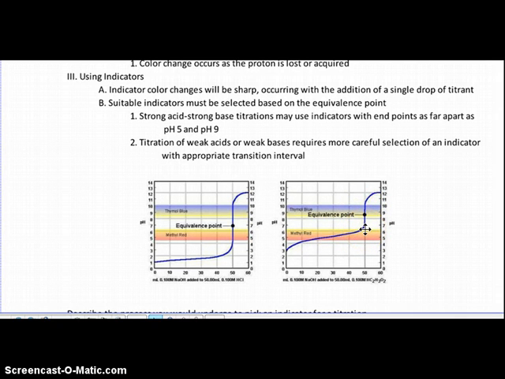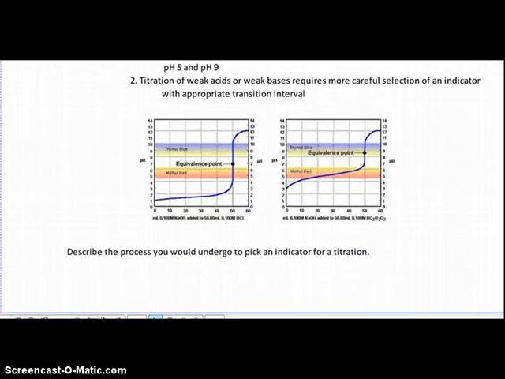So again, if you're going to use an indicator, you need to be very careful as to which ones you pick. But today, with the technological advances and your digital pH meters, this is fairly obsolete anymore. The real world industry does not use indicators. It does use the digital. So that is our talk on indicators. You can go ahead and describe the process you'd undergo to pick an indicator for a titration. Think about it a little bit, and I promise you on Monday we will have a cool demo.